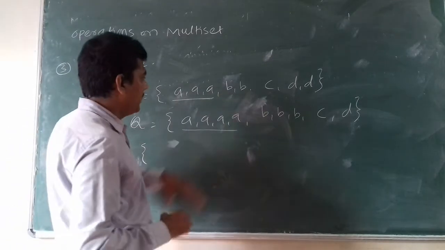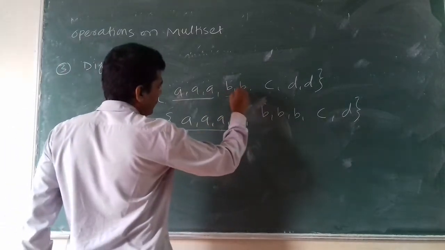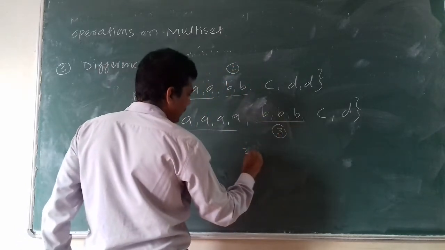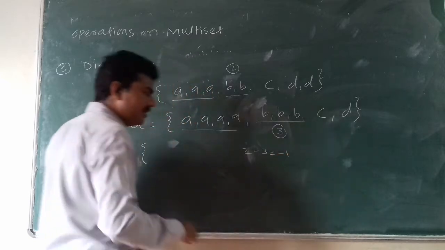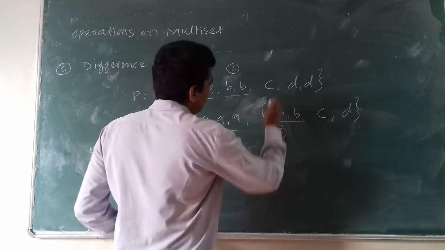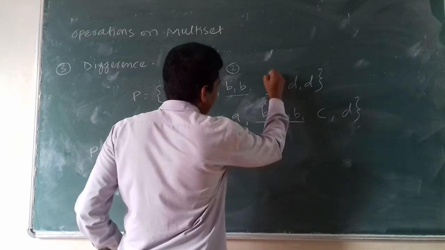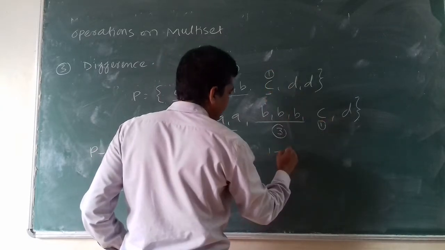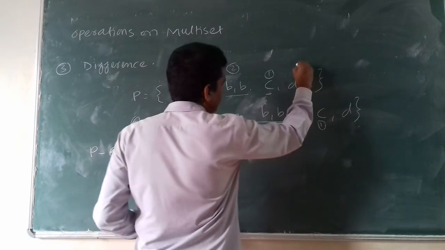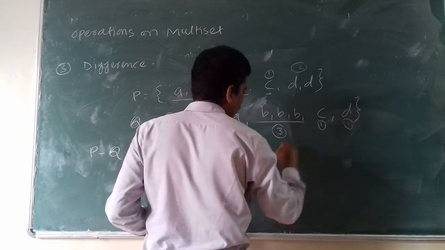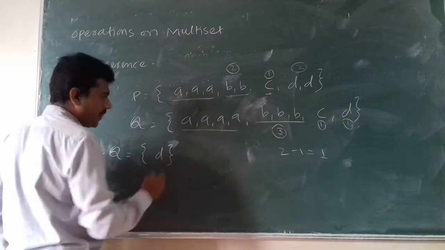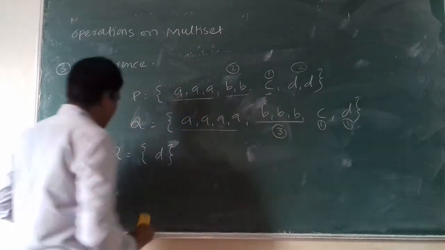Now with respect to B, the multiplicity of B is 2 here and 3 in the other set. So 2 minus 3, the result is minus 1. Right? So we are taking 0 times B as well. Next for the third, that is C minus C. So this C is 1, again the result is 0. Right? With respect to D, 2 times the D is there and it is 1 in the other. 2 minus 1, the result is 1. So once D. So this will be P minus Q.